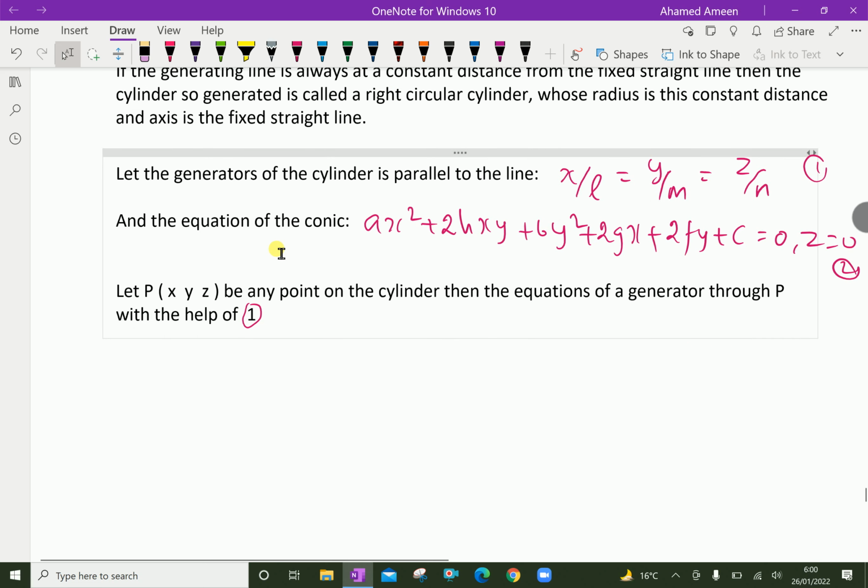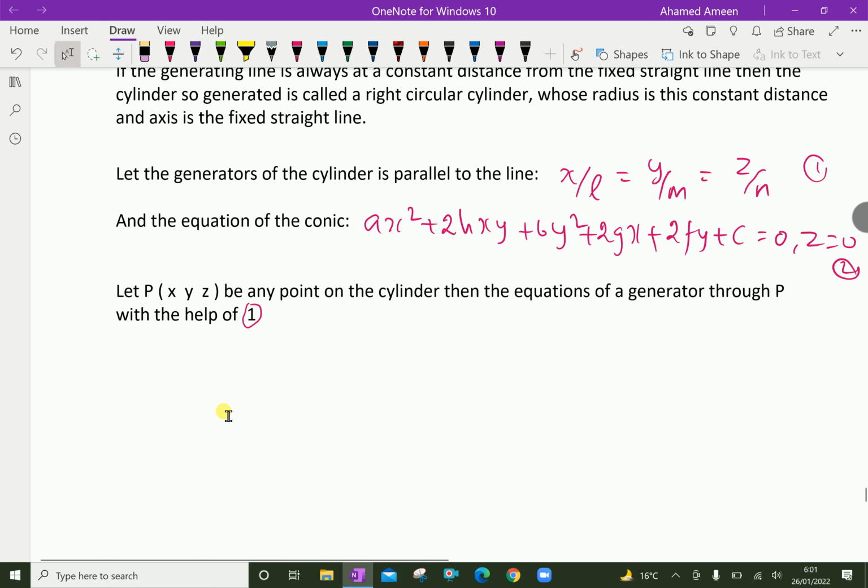Let the generator of the cylinder be parallel to the fixed line x over l equals y over m equals z over n; let it be equation 1. And the equation of the conic is ax squared plus 2hxy plus by squared plus 2gx plus 2fy plus c equals 0 and z equals 0. Let it be equation 2.